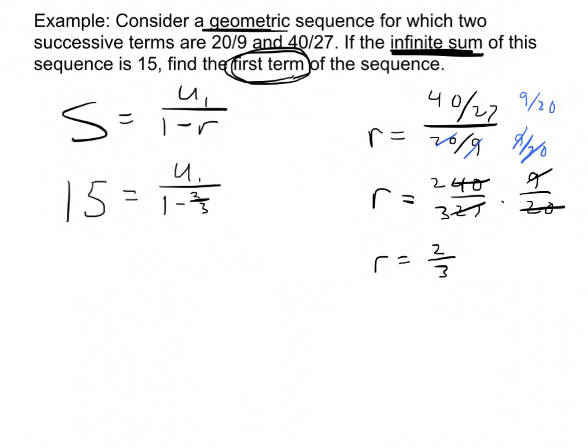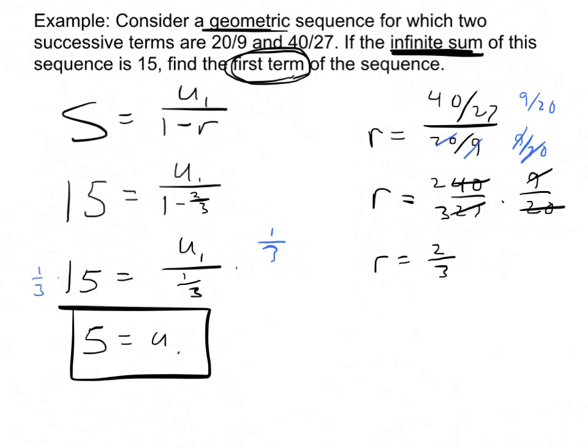Okay, so here we go. I've got 15 equals u1 over 1/3. If I want to solve for u1, I just multiply both sides by 1/3, and I'm going to end up getting that 5 is the first term of this sequence.